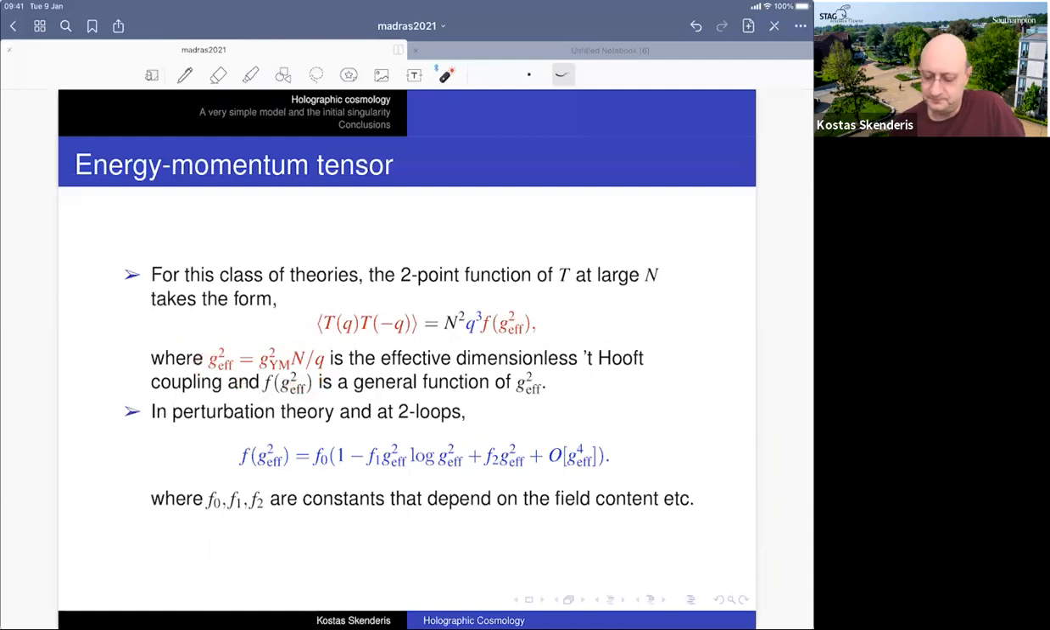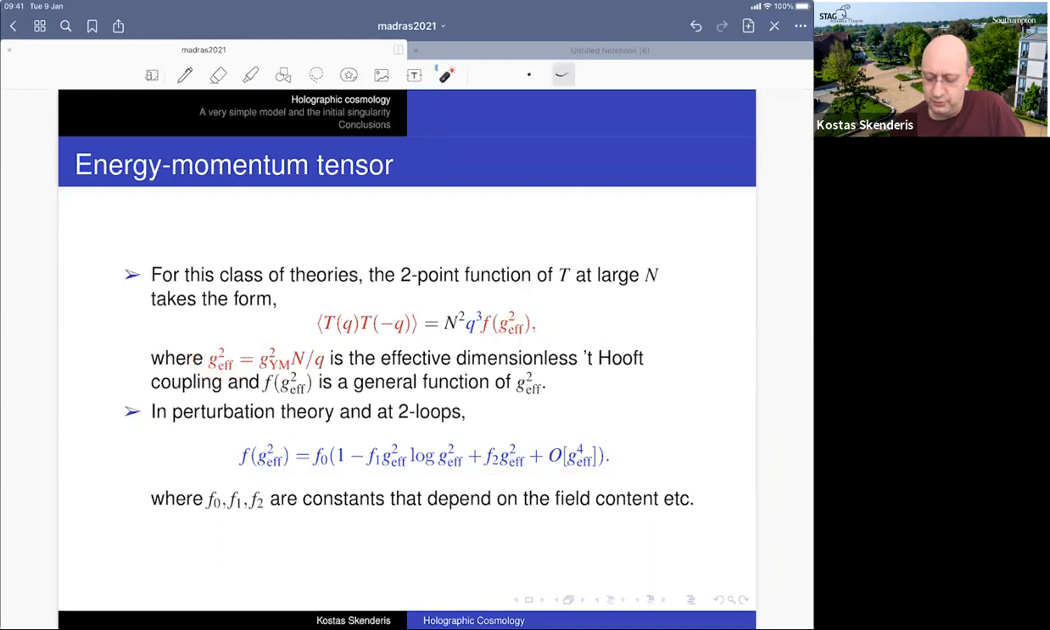So now, again, the proposal is that this type of theories are relevant in the regime where for the Qs which are relevant for cosmological observations. And then we will see in a few slides whether that's true or not. So if this G is a bit small, then this function F can be expanded in G effective. And up to 2 loops, it takes the form I indicate over here.